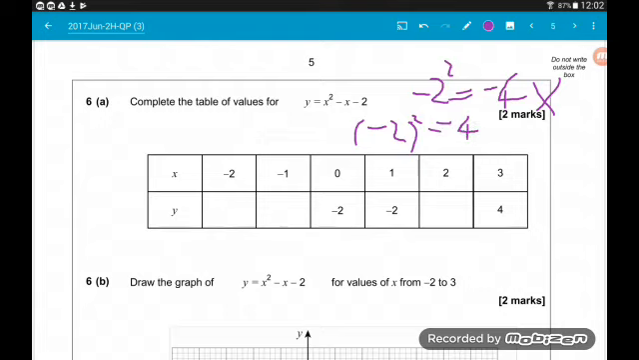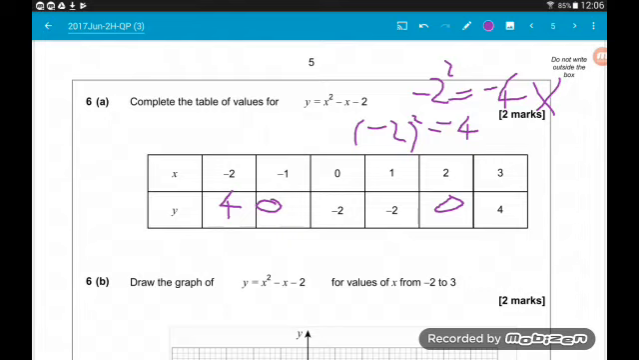+4. Okay, so let's put these values in. So -2 squared is +4, -2 is add 2, so that's 6, -2 at the end gives us a value of +4, when x is -1, -1 squared is +1, -1 is add 1, so 1 plus 1 is 2, -2 is 0, and then our last one, when x is 2, 2 squared is 4, -2 is 2, and then -2 again gives us 0. So those are our coordinates.